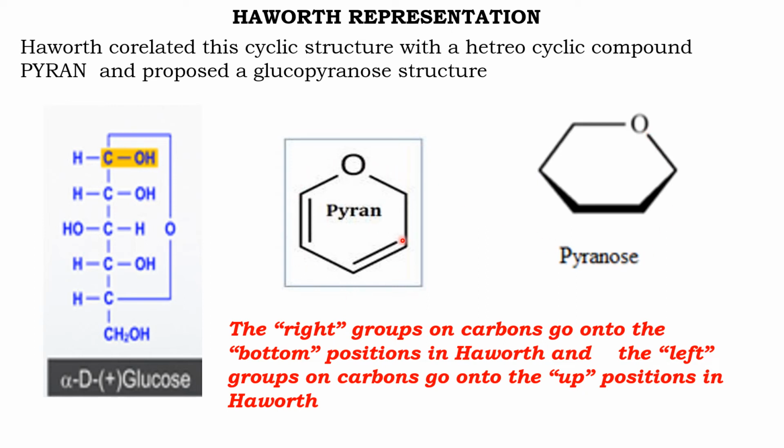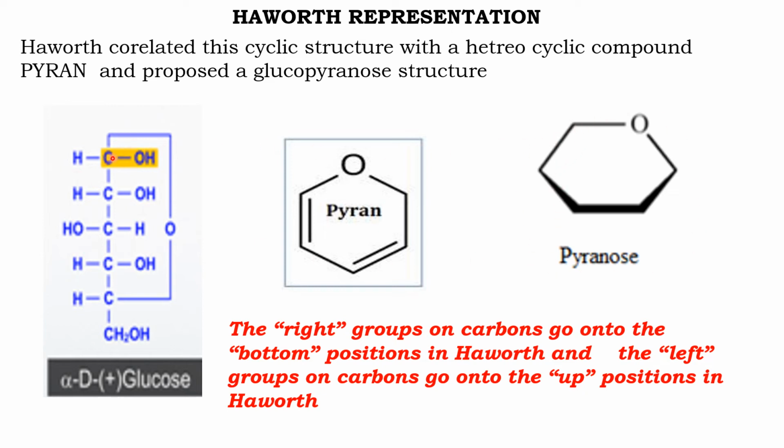So I am taking the pyran molecule and I am converting it to a pyrano structure, and it is correlating with the cyclic structure of glucose. So during that particular correlation, this ring is in a particular plane, and the first carbon atom is connected with the fifth carbon atom through an oxygen atom, and hence the group or atoms coming on the right hand side should be placed below the plane of this ring, and the group of atoms coming on the left hand side should come above the plane of the ring.